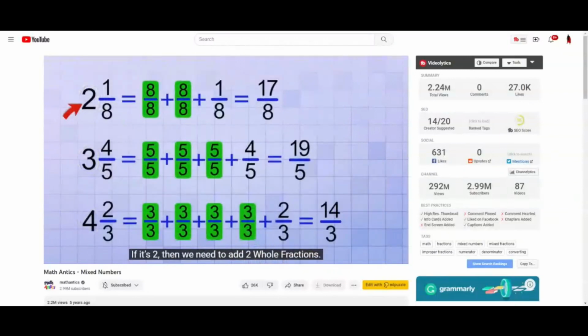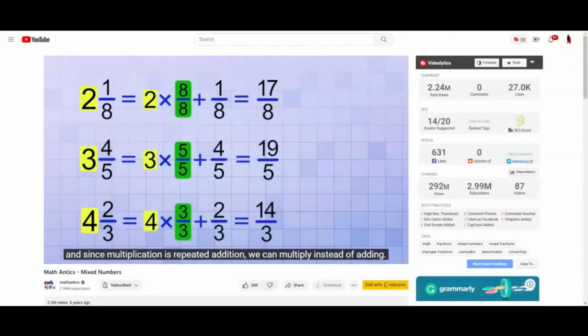If it's 2, then we need to add 2 whole fractions. If it's 3, we need to add 3 whole fractions. If it's 4, we need to add 4 whole fractions, and so on. The whole number tells us how many times to repeat the addition. And since multiplication is repeated addition, we can multiply instead of adding.